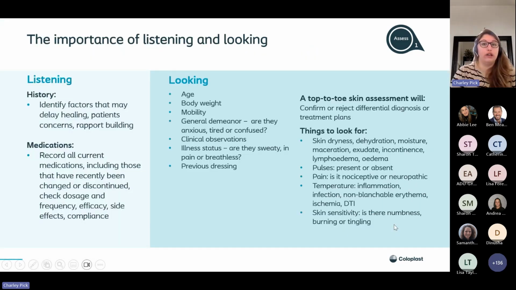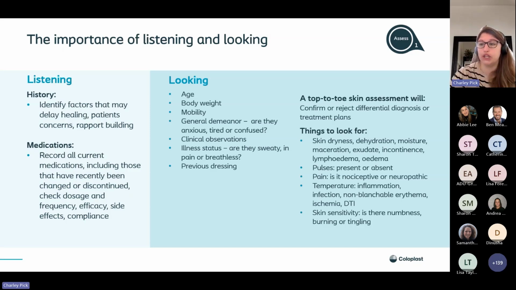So it's really important that we look and listen. We need to use those senses when we're doing our assessment. So your listening is really about taking that history of your patient and actively listening to what they are saying to you. They know themselves and their conditions best. So I'd identify those factors that may delay healing. Talk to the patient about any concerns, and this will really help you build that rapport with your patient. If they see that you're actively listening to what they're saying and understanding the problems that they're finding, then it will help with that rapport building.